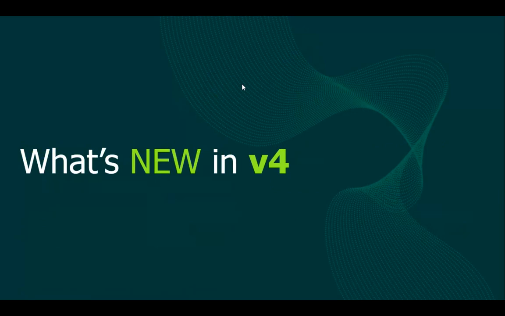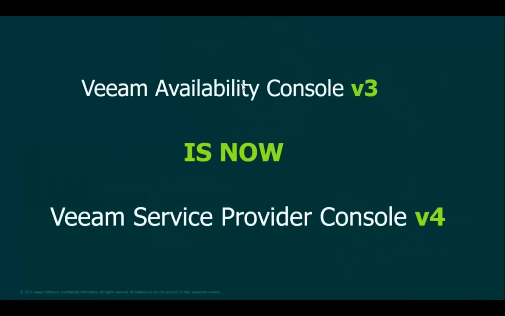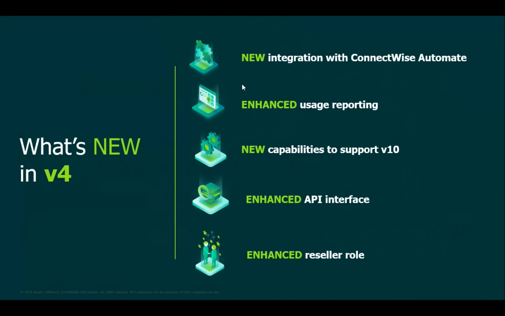Now what exactly comes in version 4? Previously we used to call it Veeam Availability Console. Now it has been renamed to Veeam Service Provider Console. It has lots of new enhancements which I'm going to show you in my demo. A couple of enhancements are mentioned here, which include new integration with ConnectWise Automate. This is a plugin which is available. Then enhanced usage reporting. You can see multiple templates for usage reporting for different customers which are available here.